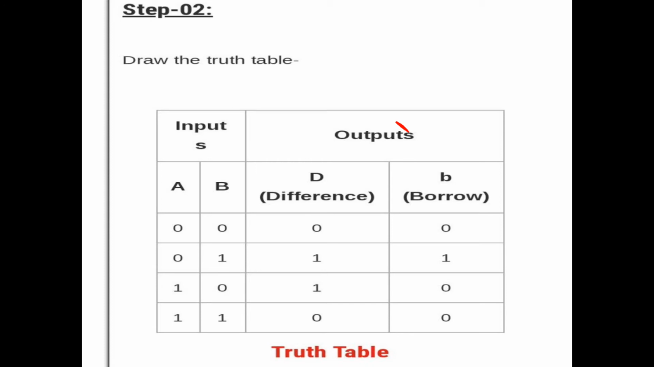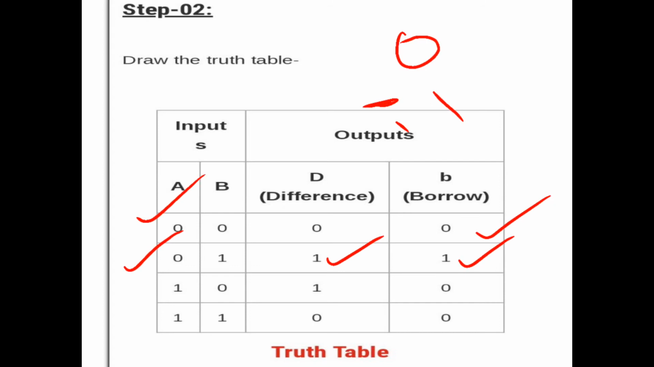Now this is the truth table of the half subtractor. For the first row, when both the inputs are 0, 0, the difference is 0 with borrow 0. Similarly, for the second row, when the input A is 0 and the second input is 1, the difference is 1 with borrow 1. So it is the case of 0 minus 1.